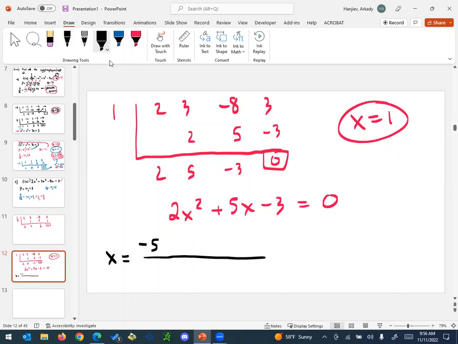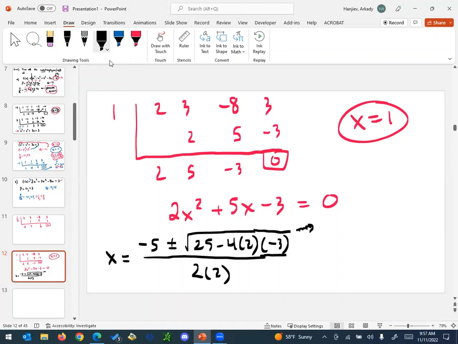So let's do this one together. Let's see if we can do one more here. -5 in here, plus or minus the square root of 25 minus 4 times 2 times -3. Find the square root of that. Ben can show us how to find the square root of that. 2 times 3 is 6, that's 24. Negative is a positive, so 24 plus 25 is 49. The square root of 49 is 7. Thank you. Over 4. So now we have -5 plus 7.